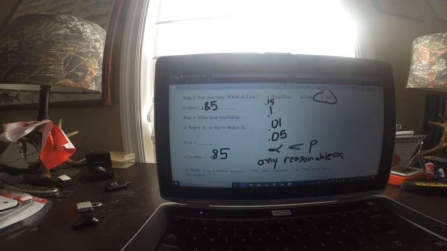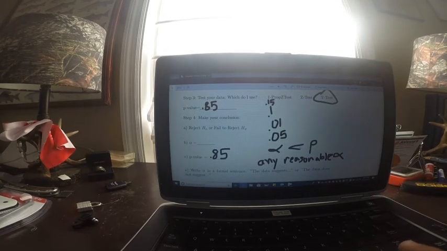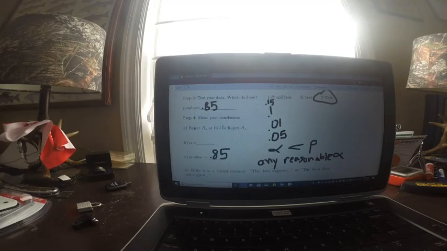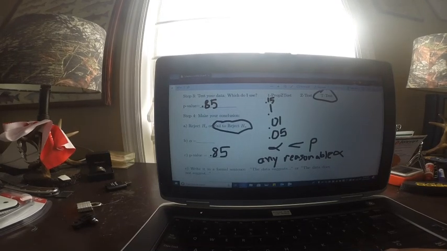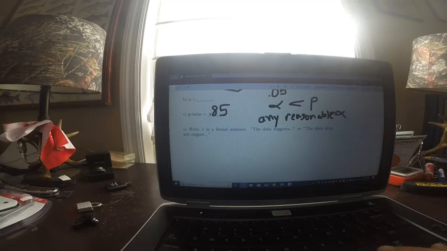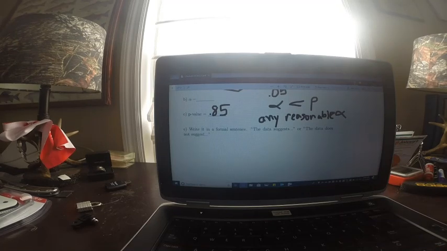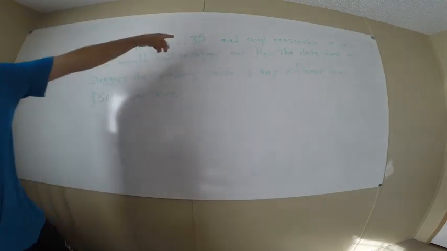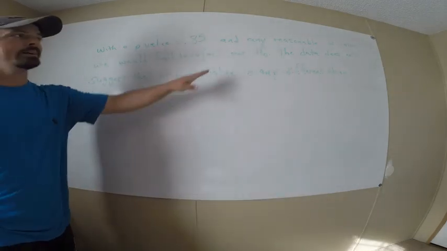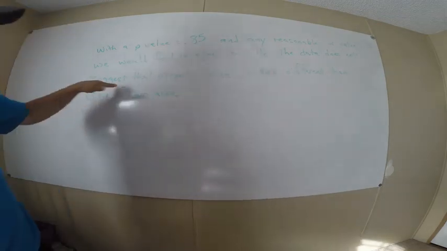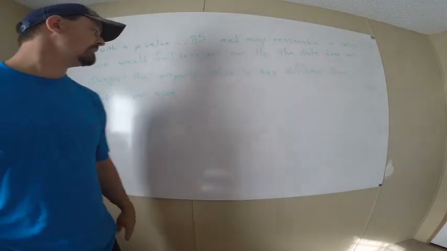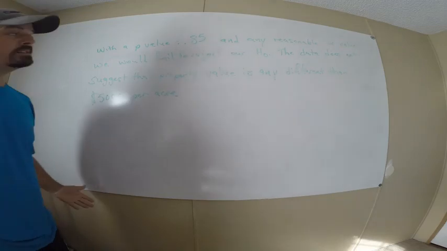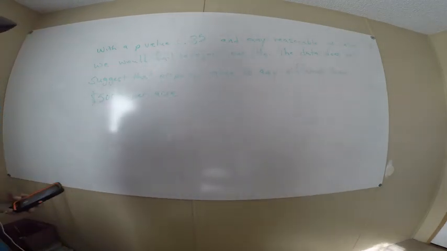So what we're going to do, alpha is less than p for any reasonable alpha. Therefore, we are going to fail to reject the null hypothesis. Okay, so now we need to put that in a sentence. So let's go to the board and put it in a sentence. With a p-value of 0.85 and any reasonable alpha value, we would fail to reject our null hypothesis. The data does not suggest that property value is any different than $5,000 per acre. That would be a good way to put this particular question.